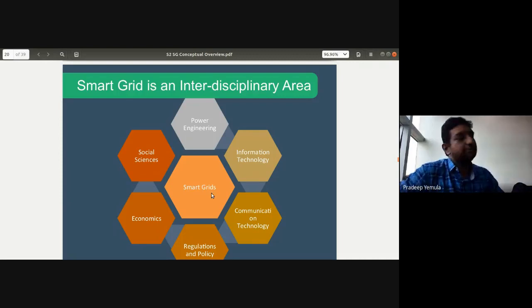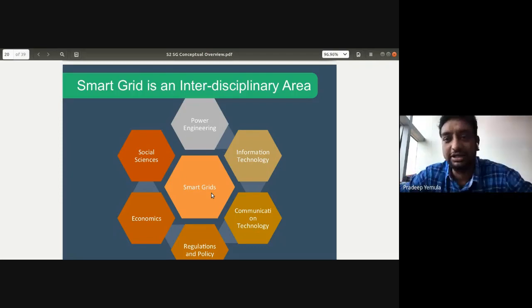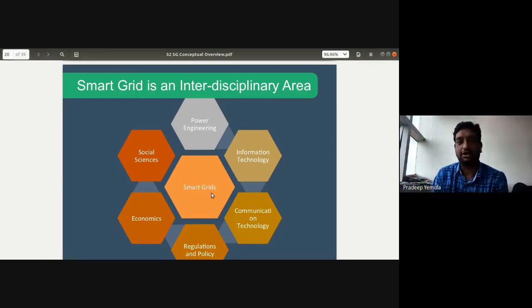So when you want to gain knowledge about smart grids, when you want to learn smart grids, only electrical power system engineering knowledge is not sufficient. You need to have a little bit of understanding about economics, communications, information technology, regulations, and in general about society also, even human psychology, because smart grid covers all of this.